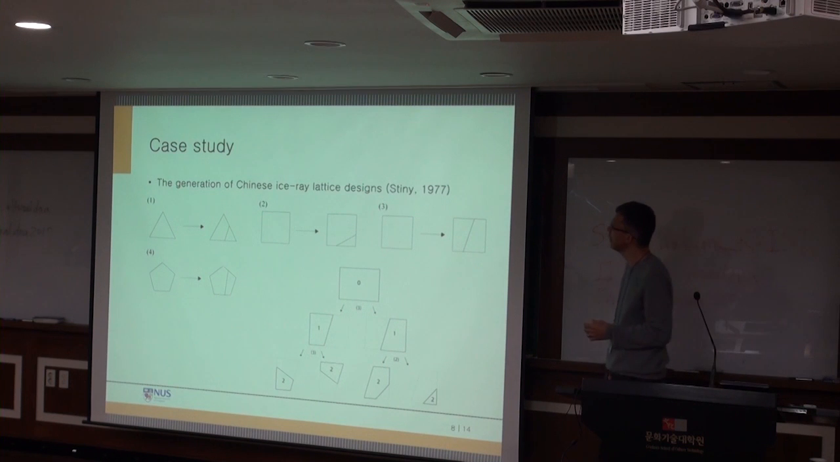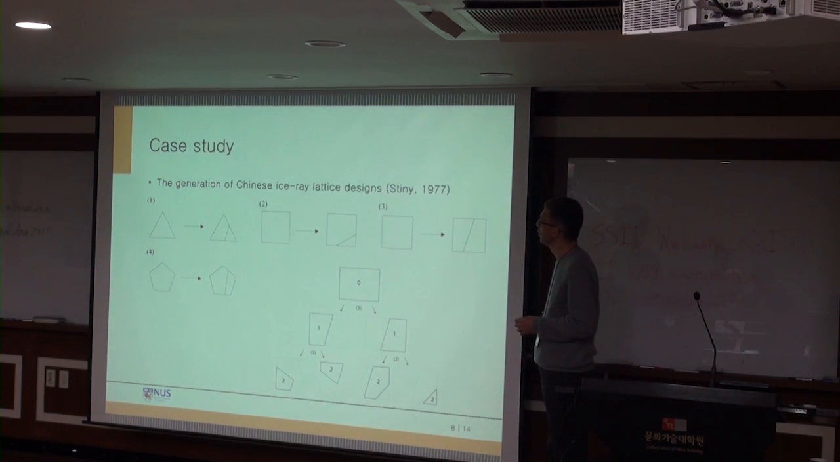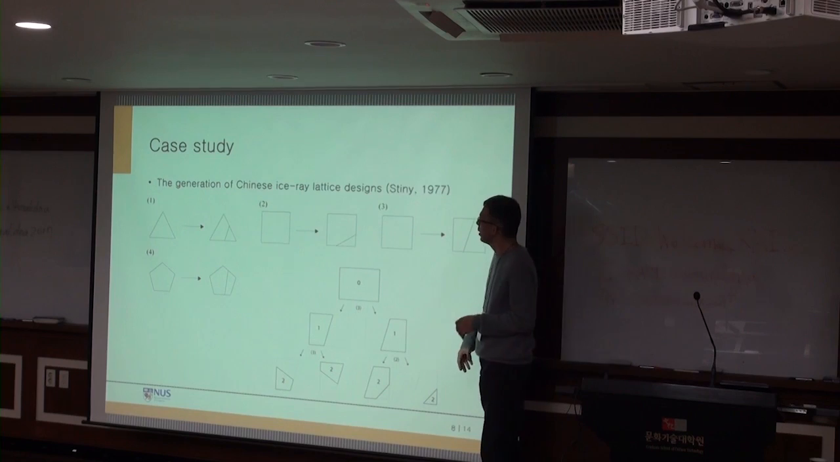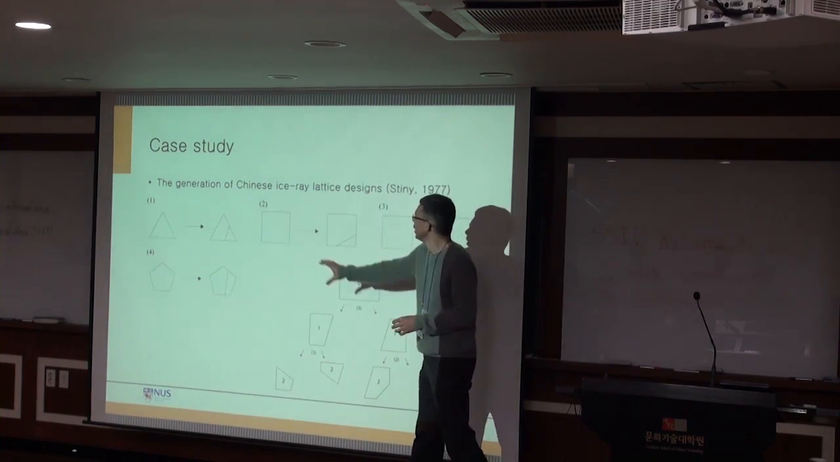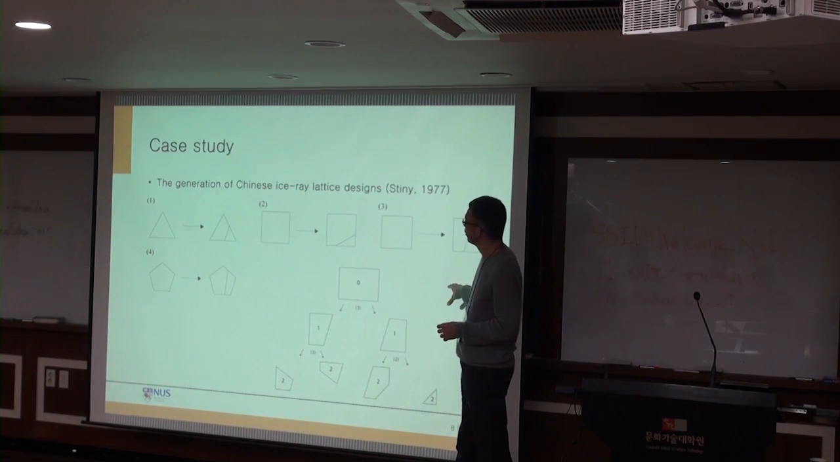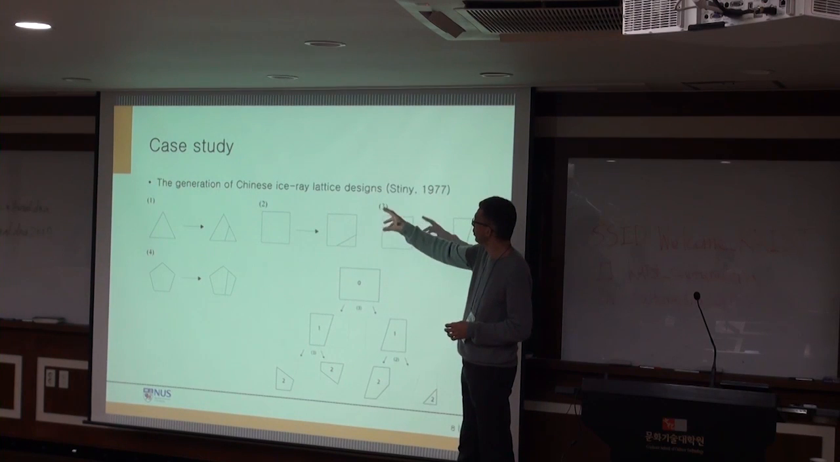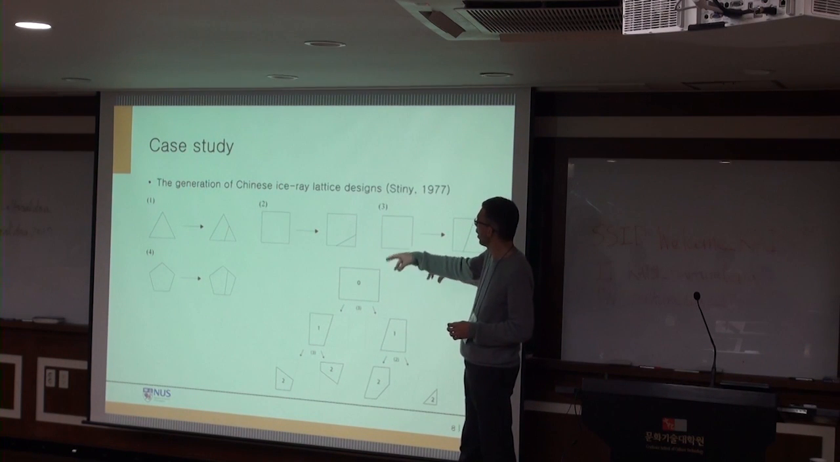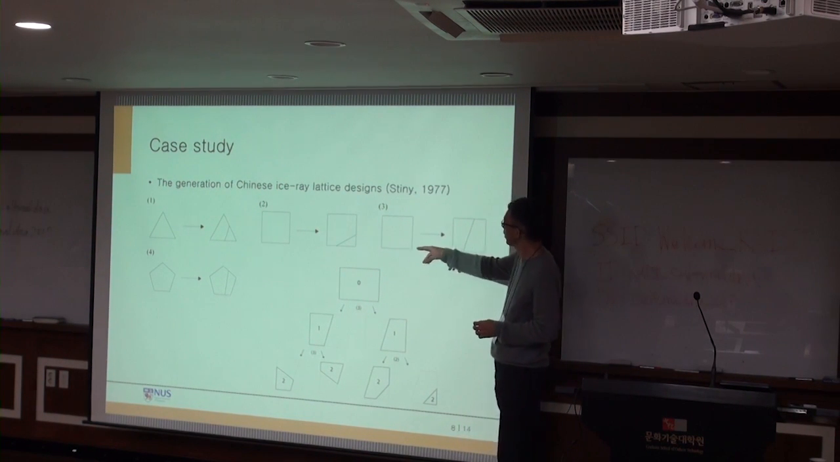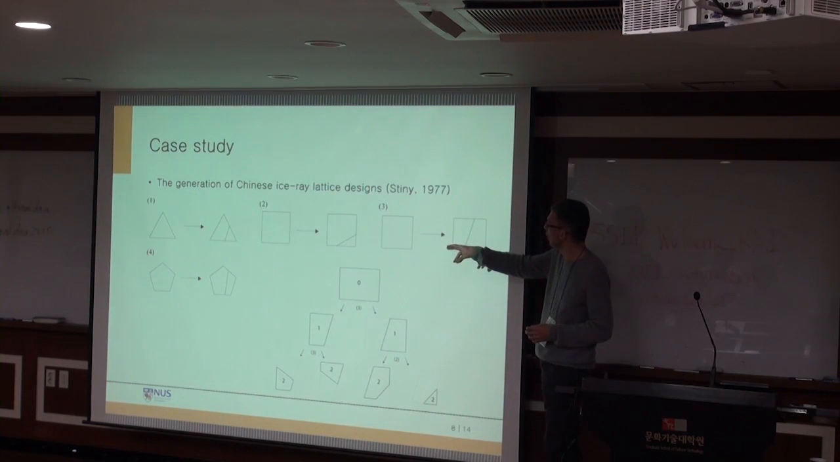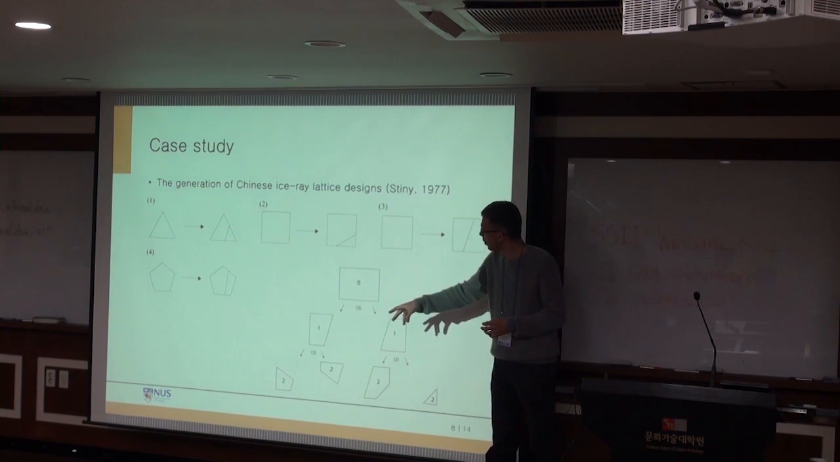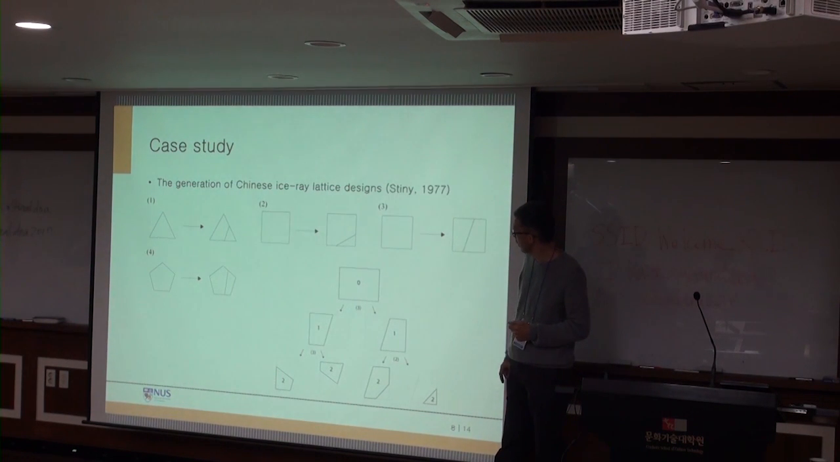And so as a case study, I'll look at the generation of Chinese axial lattice designs as Stiny presented it in his paper in 1977. Basically, it's quite simple. These are four basic rules. You have a triangle and you split it up into a quadrilateral and a triangle, or you have a quadrilateral and you split it up into a pentagon and a triangle, or you have a quadrilateral and you split it up into two quadrilaterals, and then the pentagon case.